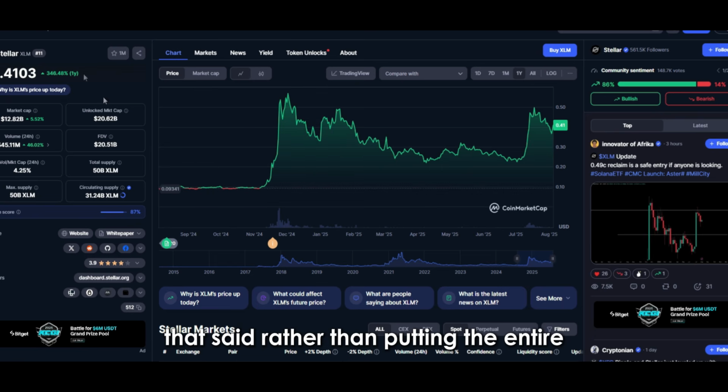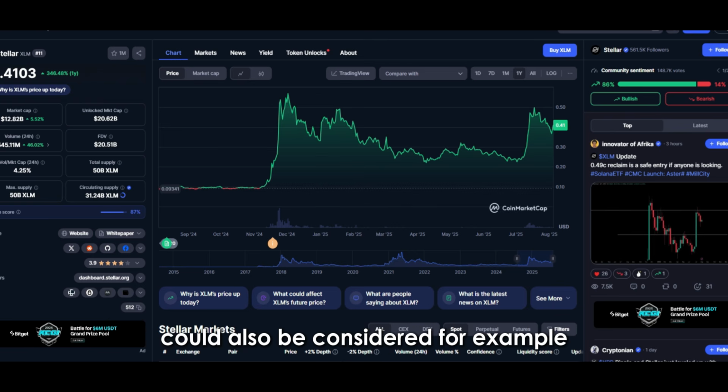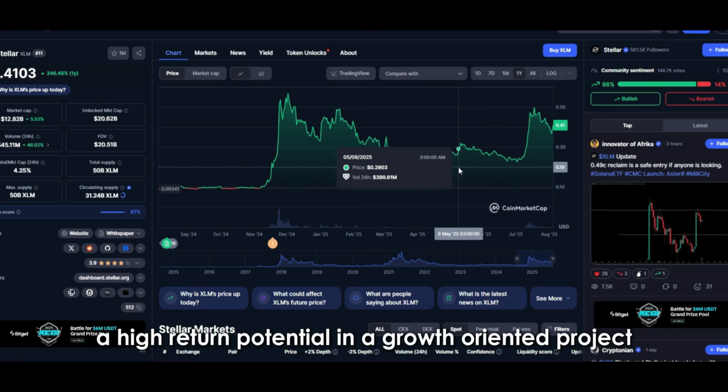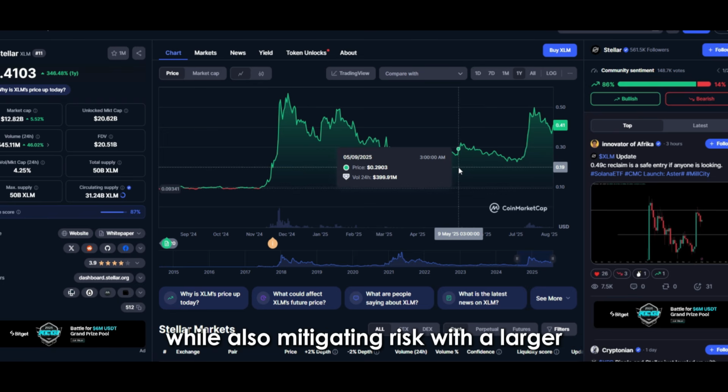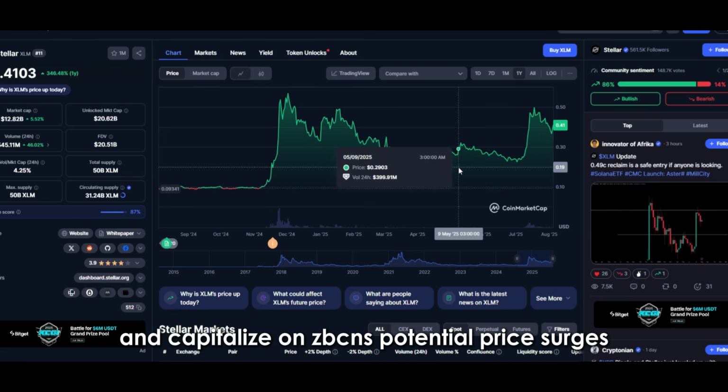That said, rather than putting the entire investment into a single asset, a balanced portfolio distribution between Zbcn and XLM could also be considered. For example, a 70% Zbcn and 30% XLM allocation would offer the investor a high return potential in a growth-oriented project, while also mitigating risk with a larger, more established project. This allocation allows the investor to benefit from stable growth through XLM and capitalize on Zbcn's potential price surges.